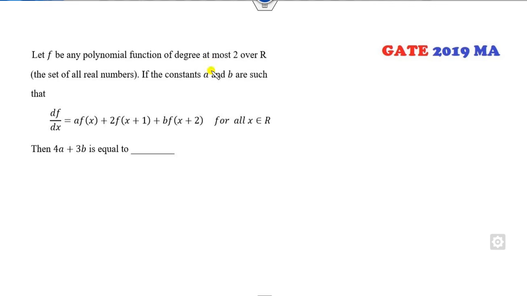Okay, look at this another one. f is a polynomial of degree at most 2. So the degree is fine, because at most 2 is less than or equal to 2. a and b are constants which are given here.